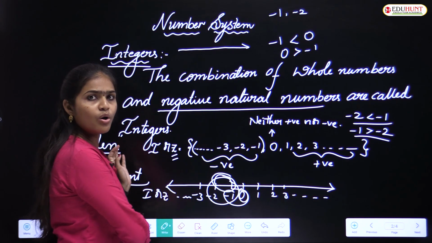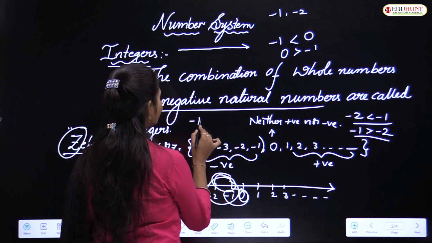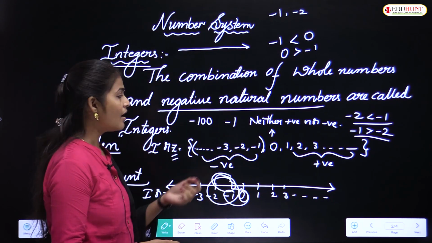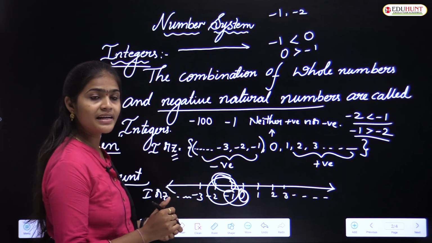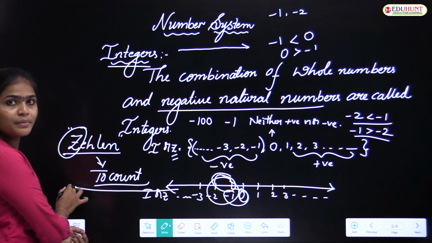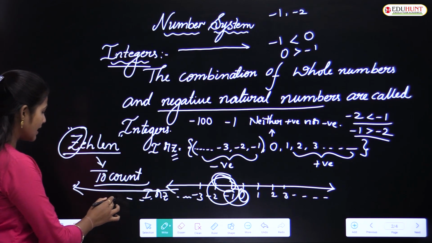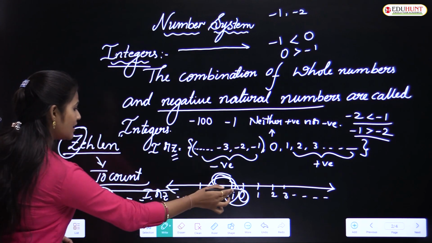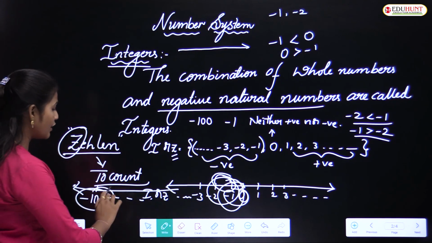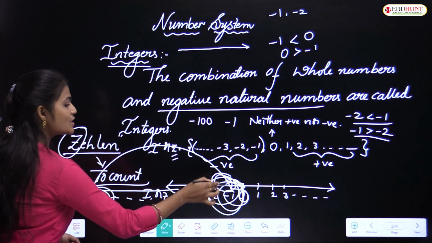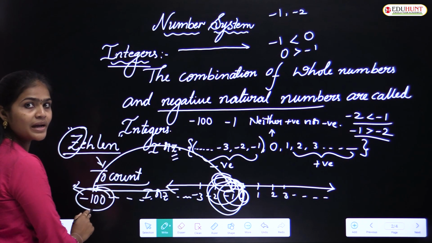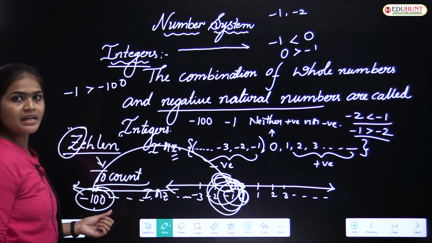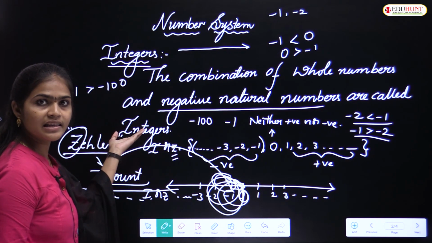Now, which one is the greatest negative integer? When you observe all these numbers, -100, -1, which one is greater? Somewhere on the number line you will get -100. When you compare these two numbers, -1 lies on the right side of -100, so -1 is greater than -100. By observing this number line we can say that.